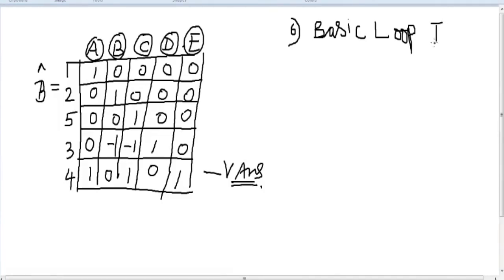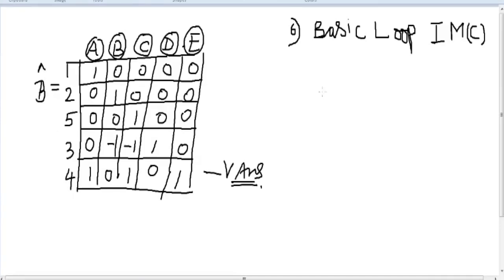So you all know how to make this basic loop incidence matrix. Those who have already attended the previous lectures, you can start the solution of the basic loop incidence matrix. You all know how it is denoted. It is denoted by the alphabet C, the basic loop incidence matrix.